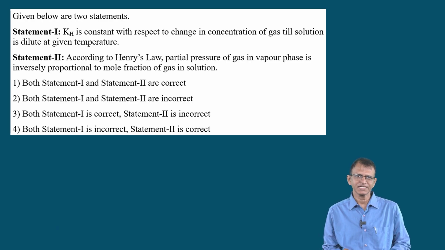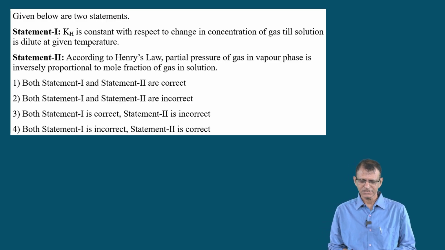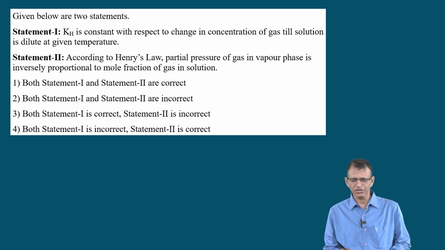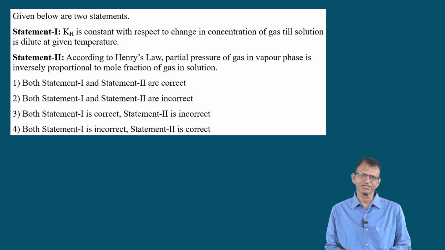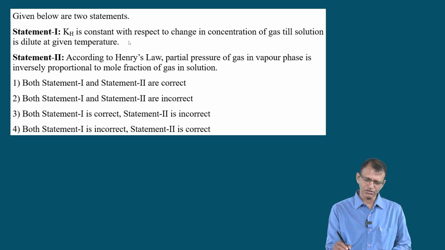Everyone, today is 22nd January and we are discussing chemistry paper shift 1. So this is the question. The statement 1 is the Henry constant is constant with respect to change in concentration of gas till solution is dilute at a given temperature. Yes, we know that Henry constant is not a true constant, but it is a constant for a particular gas till the Henry law is valid. Henry law is valid for dilute solution. So the first option seems to be true.